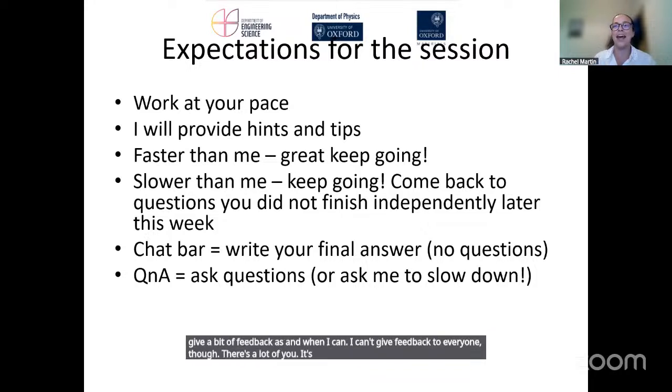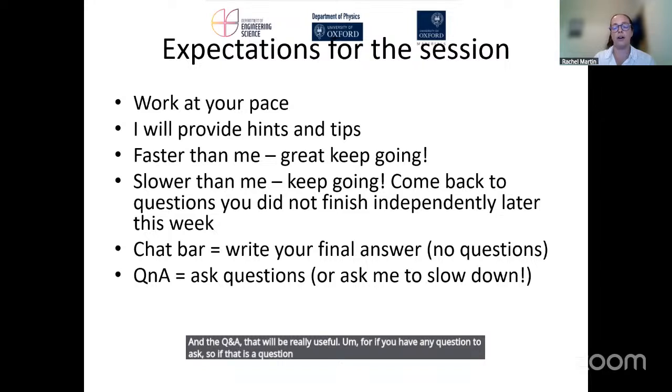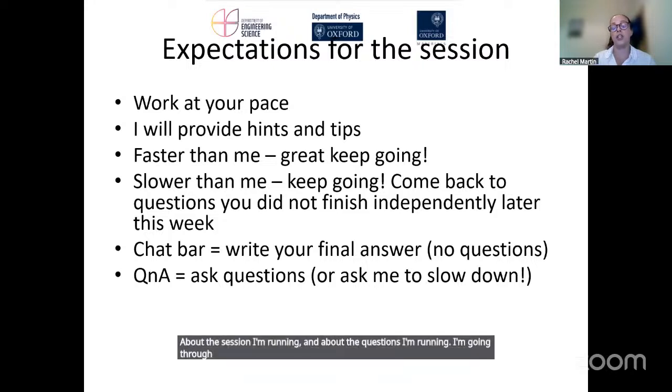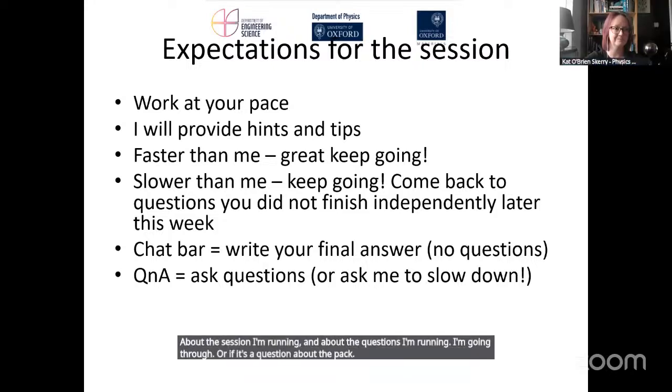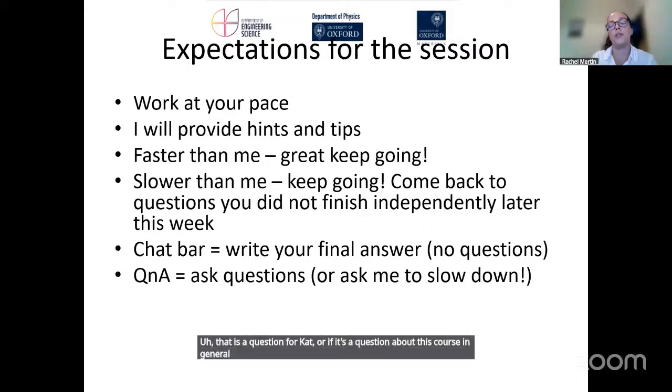It's amazing. And the Q&A, that will be really useful if you have any question to ask. If it is a question about the session I'm running and about the questions I'm going through, ask me; if it's a question about the PAT, that is a question for Kat; or if it's a question about this course in general, put those in the Q&A. You should see those buttons at the bottom of your Zoom screen.